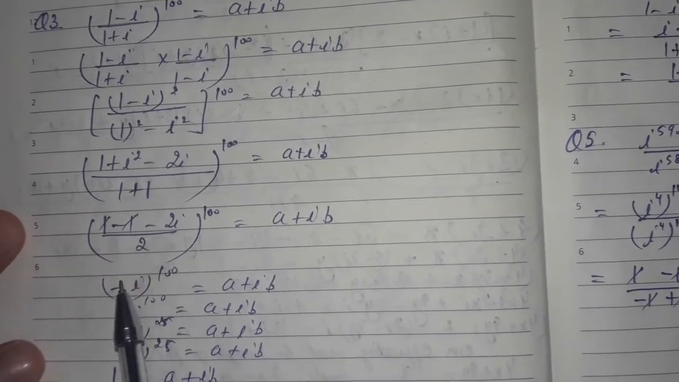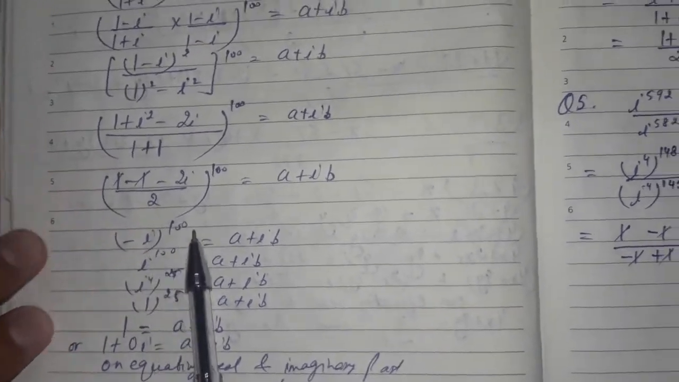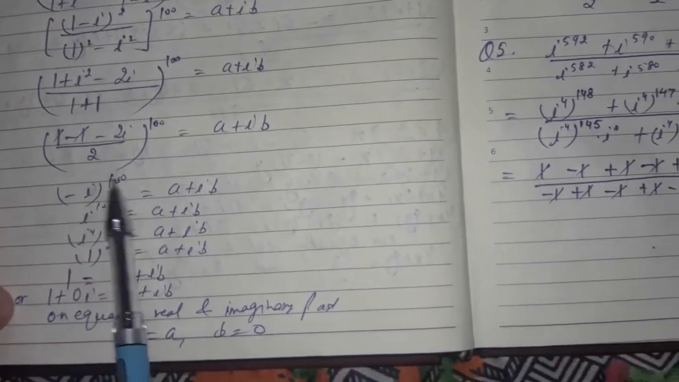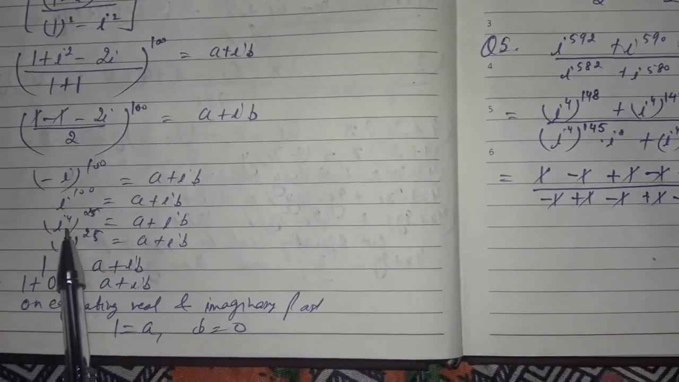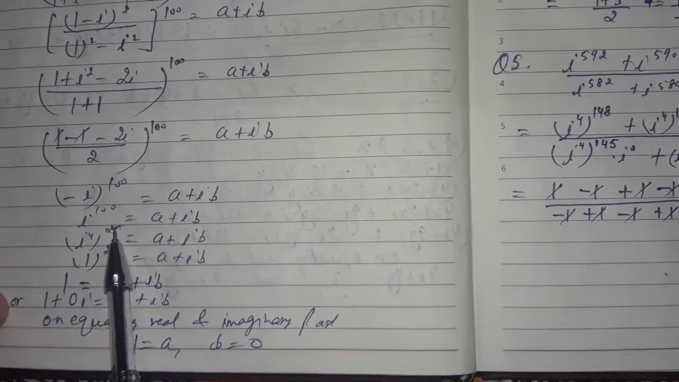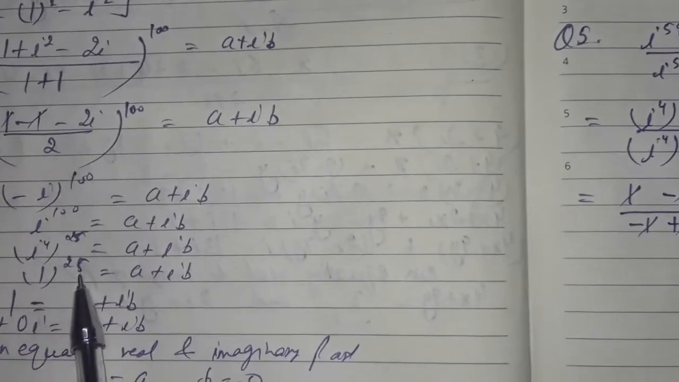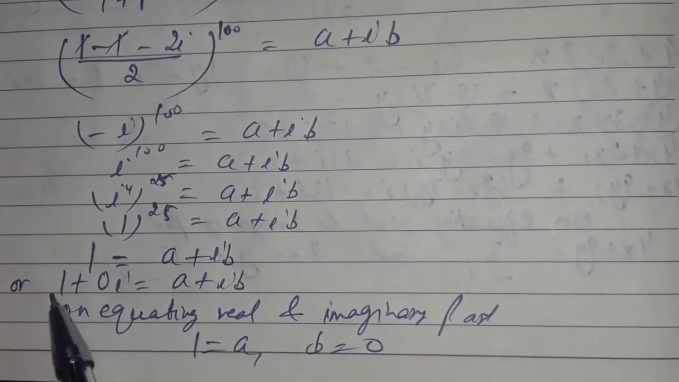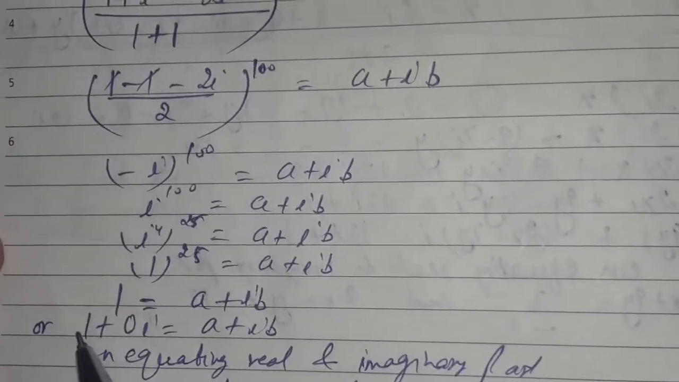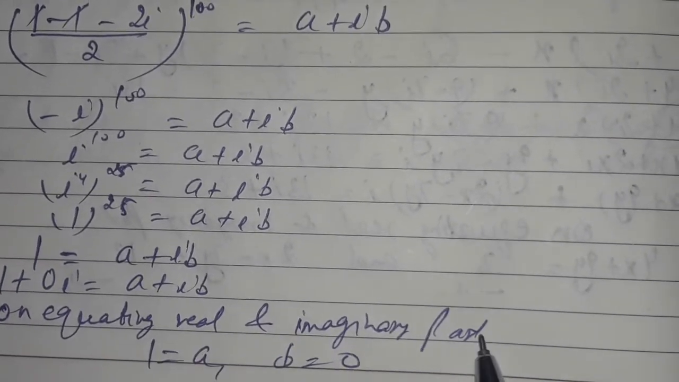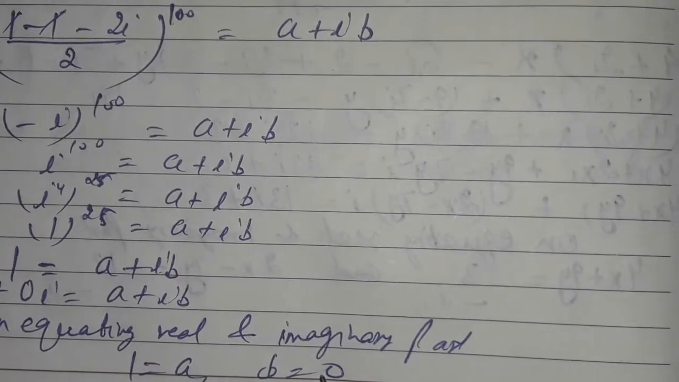1 gets cancelled, 2 gets cancelled, minus iota to the power 100, minus to the power 100 becomes positive. It can be written as iota to the power 4 to the power 25 and the value of iota to the power 4 is 1. So 1 to the power 25 is 1. A plus iota b is equal to 1. You can write it as 1 plus 0 iota. 1 की जगह हम क्या लिख लेंगे, 1 plus 0 iota, a plus iota b. On equating real and imaginary parts, a is equal to 1 and b is equal to 0.